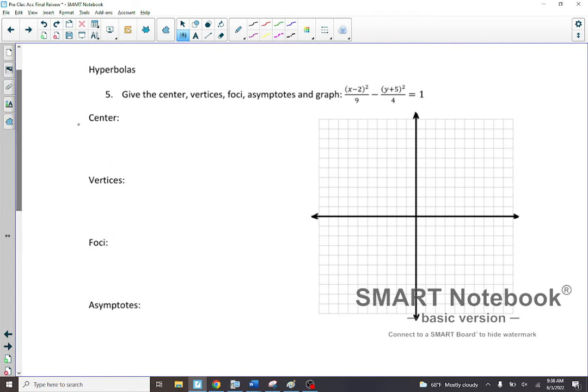Hyperbolas. Find the center. I already had it in the correct form. So the center is 2 comma -5.